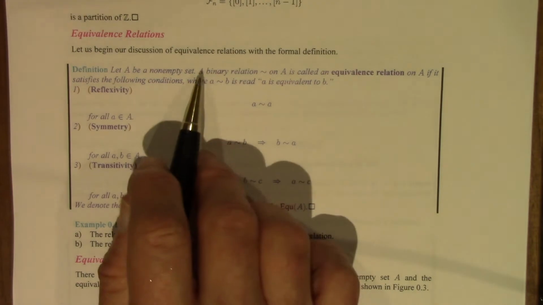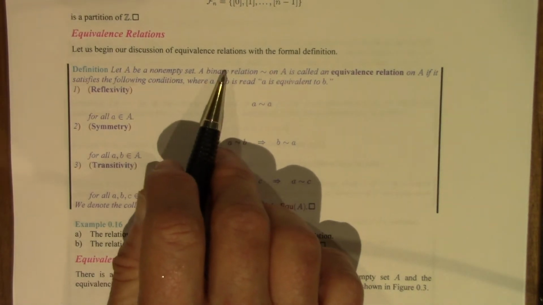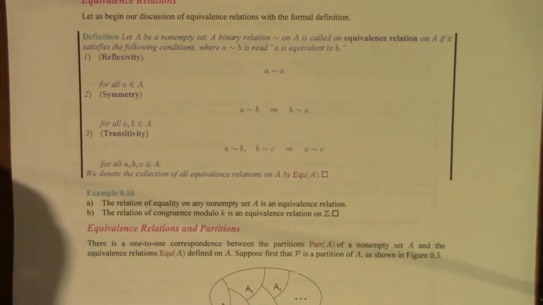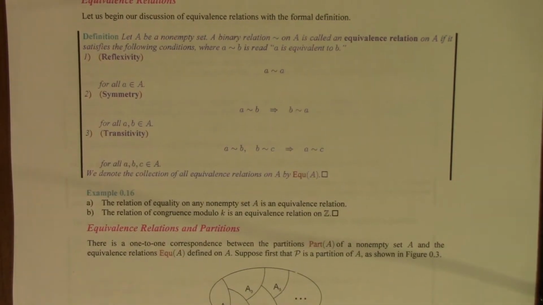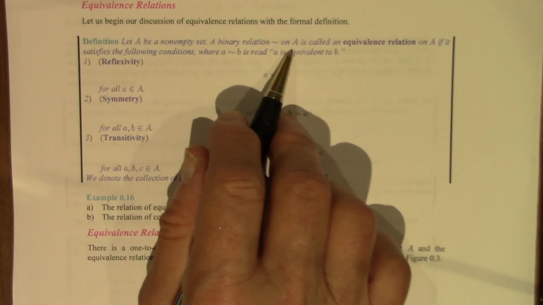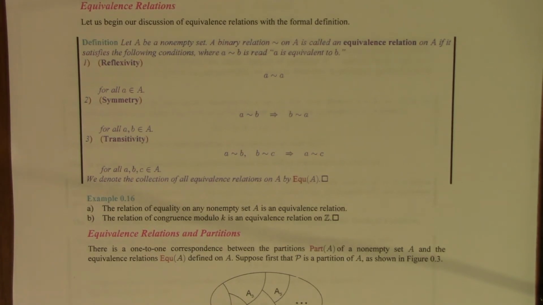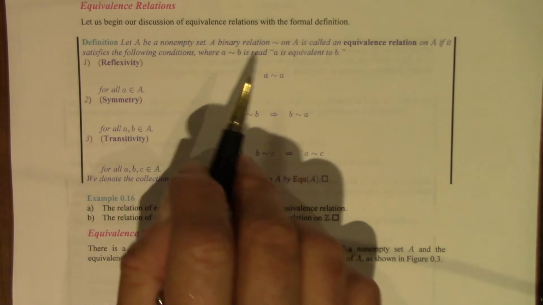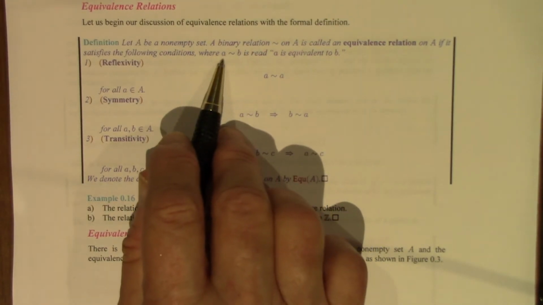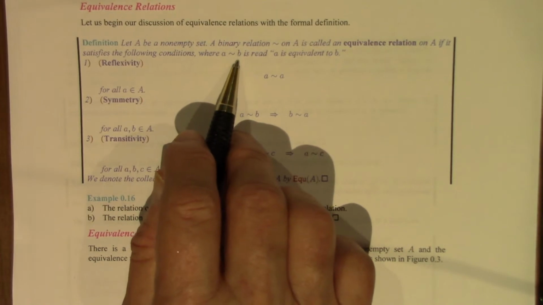Now let's take a look at equivalence relations, beginning with the formal definition. A binary relation, which I'll denote by a tilde, on a non-empty set A is called an equivalence relation on A if it satisfies the following conditions. And this notation is read: a is equivalent to b.